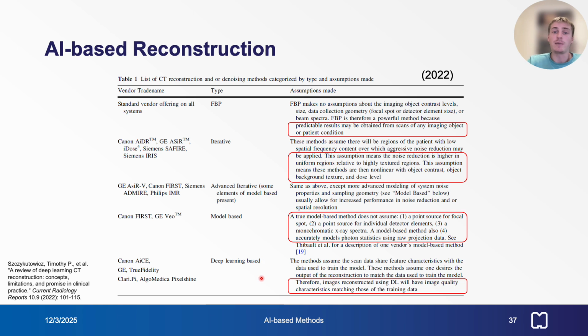Finally, the deep learning-based reconstructions assume that the scan data share feature characteristics with the data that was used to train the model. So they assume that we want the output of our reconstruction to match the data that was used to train the model. So images reconstructed using deep learning will have image quality characteristics matching those of the training data.